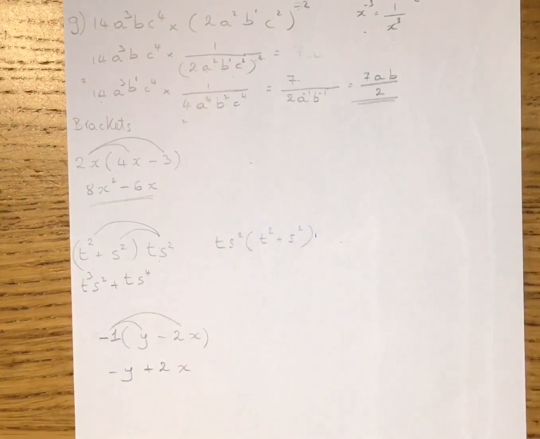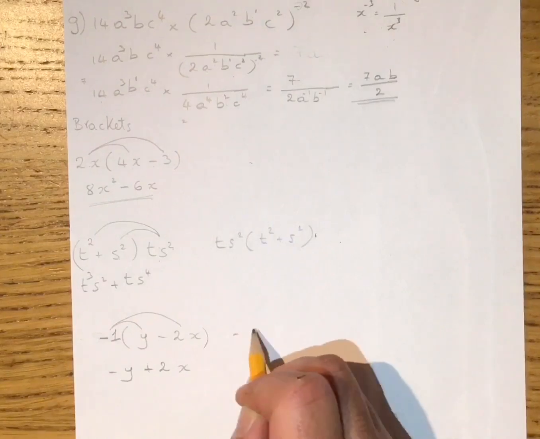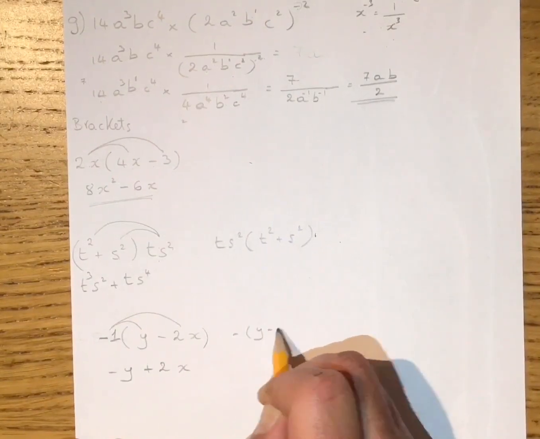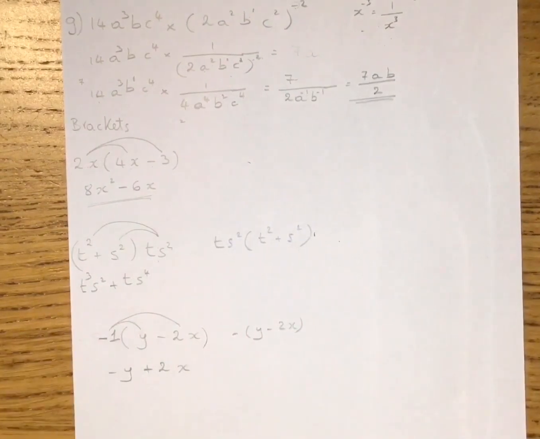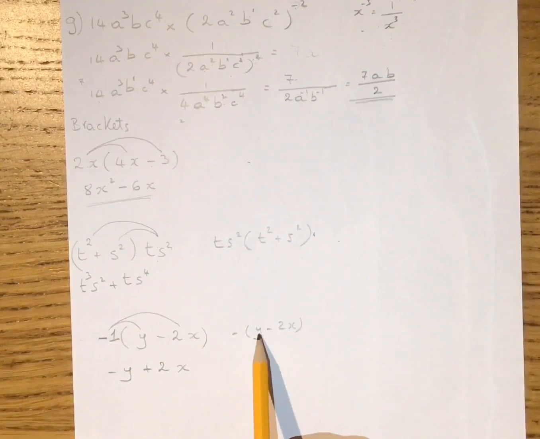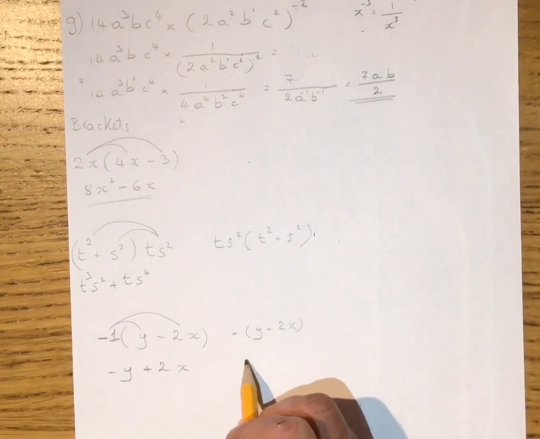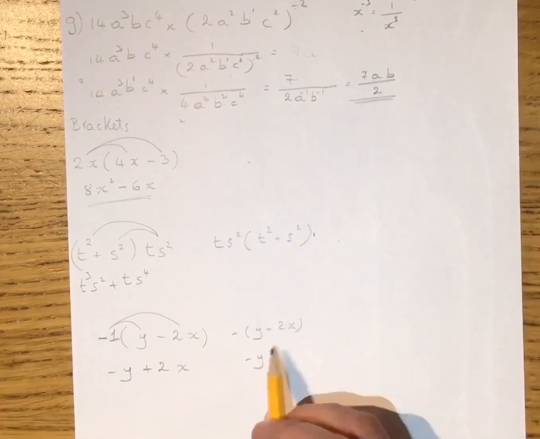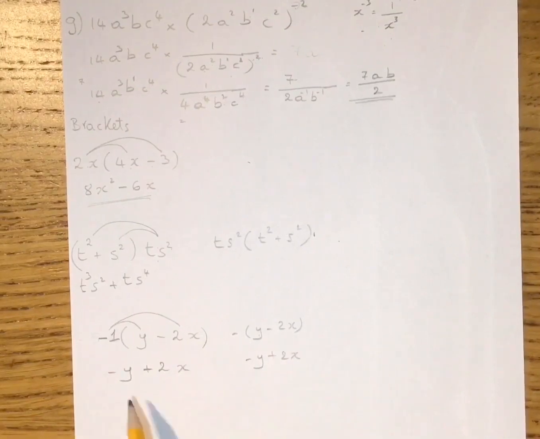Okay, or another way you can remember what to do when you have just a minus in front of a bracket is get everything inside the bracket and change every sign in it. So this one is positive, becomes negative. This one is negative, becomes positive. As you can see, same answer.